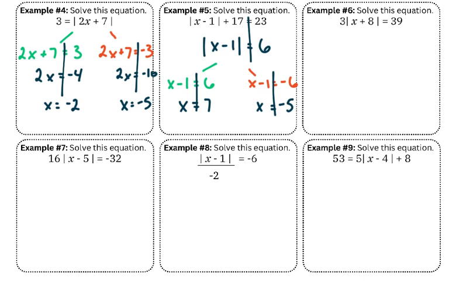We need to do the same thing for example 6. Let's start by isolating the absolute value part of this equation. To do that, we need to get rid of this times 3. So you would have to divide both sides by 3 before you set up your positive and negative cases.